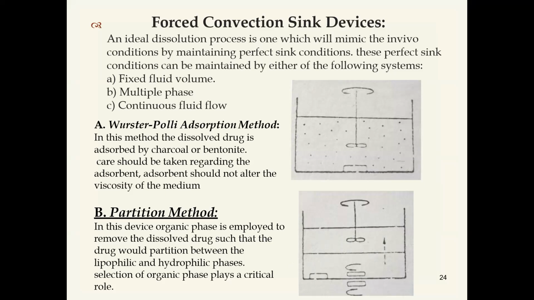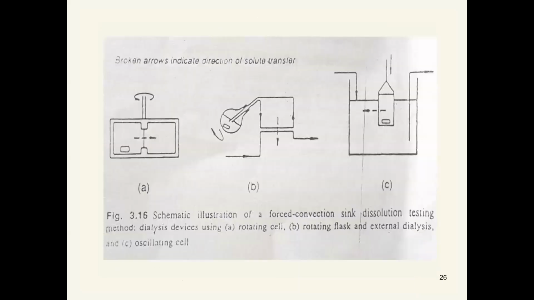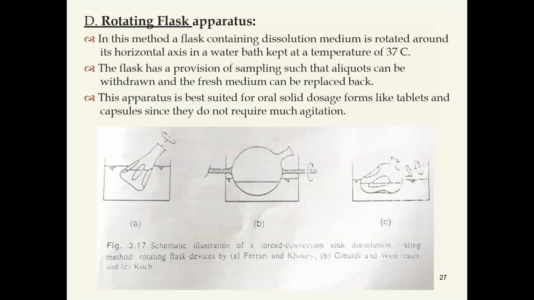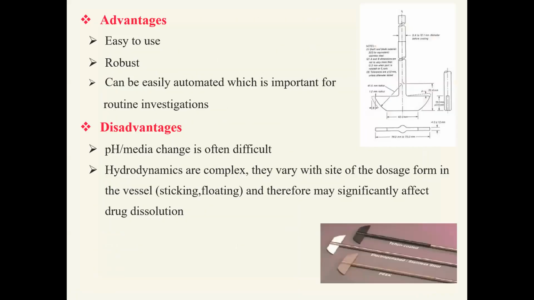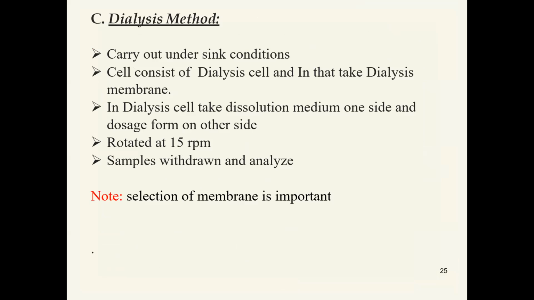Forced convection sink methods. The first one is the Brewster poly adsorption method. The second one is the partition method. The third one is the dialysis method. The next one is the rotating flask apparatus. So these four come under forced convection sink devices.